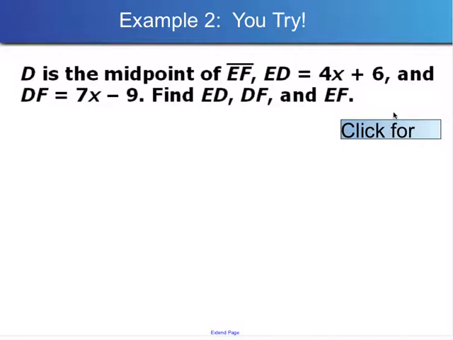Now, I want you to give this one a try. Press pause on your video, and when you're ready to see the answer, press play. Make sure you draw a picture.